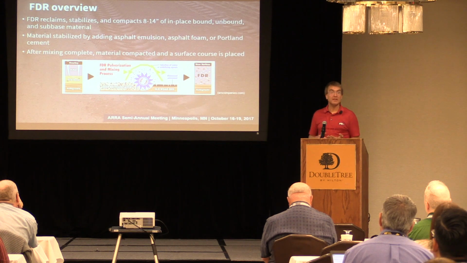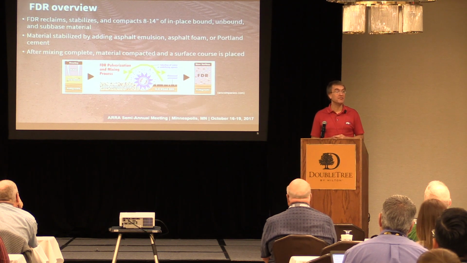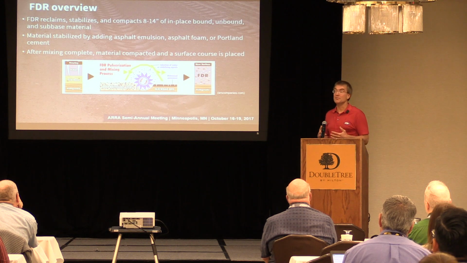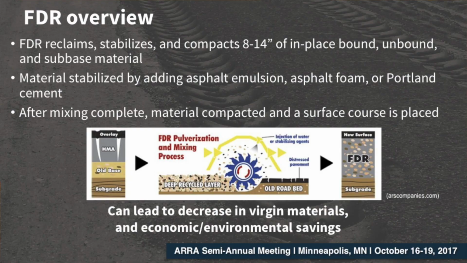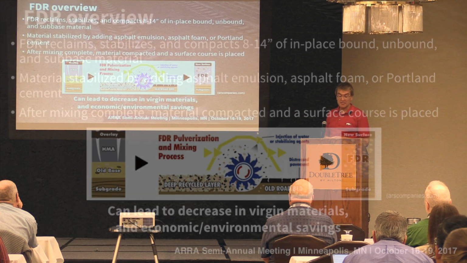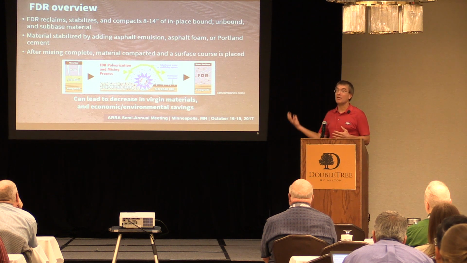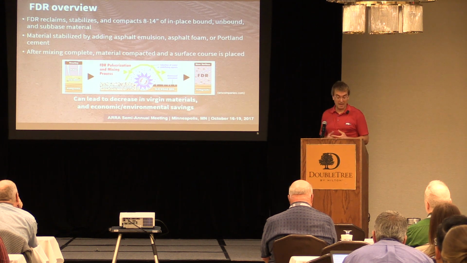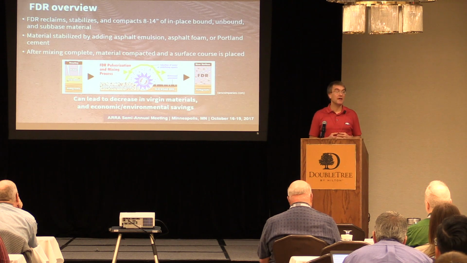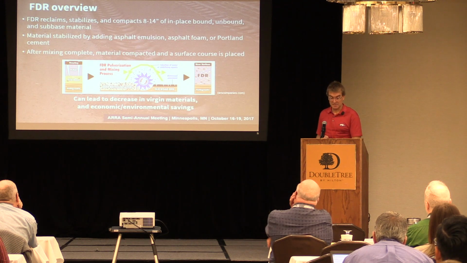And then, unless you have really high quality in-place aggregates, you generally have to stabilize that with either an asphalt emulsion, an asphalt foam, or a Portland cement. After you've stabilized it, you compact it, and then you place some sort of surface on top of there, anything from a chip seal to a micro to an overlay. This process can lead to a decrease in virgin materials, so you're not hauling in new aggregates and new hot mix, and this leads to both economic and environmental savings.